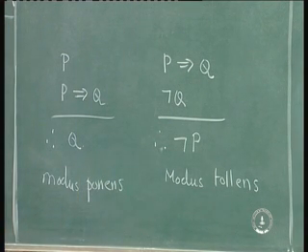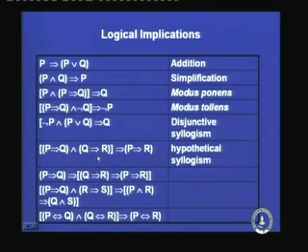And we have some more rules. Not P and P or Q implies Q, this is called disjunctive syllogism, and P implies Q and Q implies R implies P implies R, this rule is called hypothetical syllogism. We will come across this again when we study rules of inference. This rule states that if you have P implies Q and Q implies R, then P implies R.